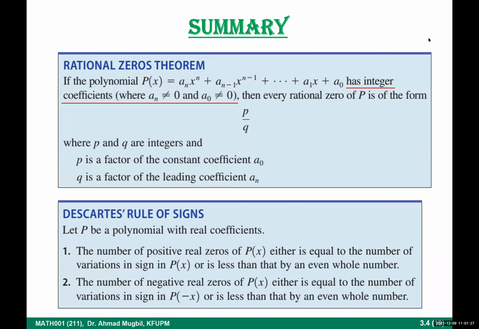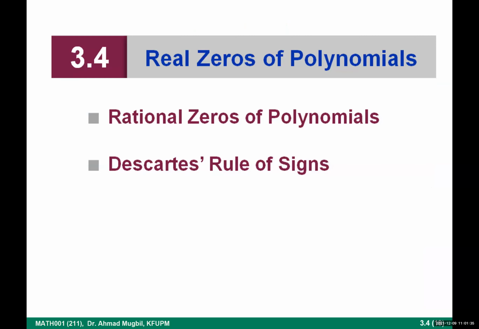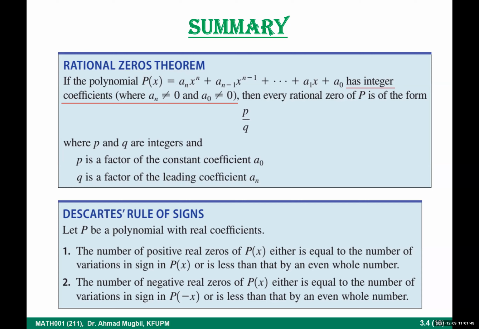Today, inshallah, we will continue section 3.4 and practice by solving the recitation exercises. I think we solved 2 or 3 exercises yesterday. If you remember, this section is about 2 main ideas, the rational zeros theorem and the Descartes rule of signs. Who can summarize them for me?